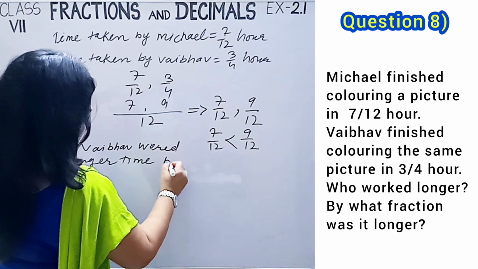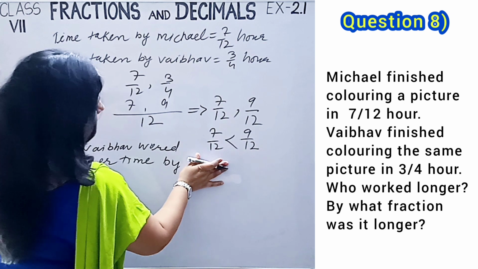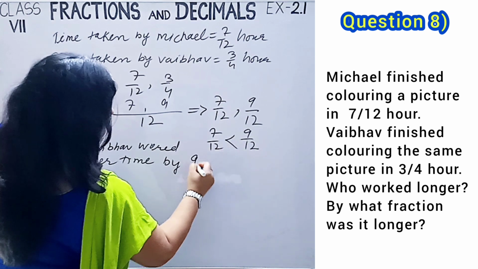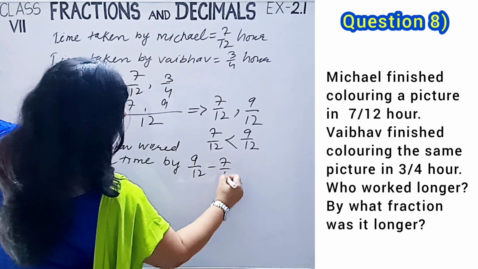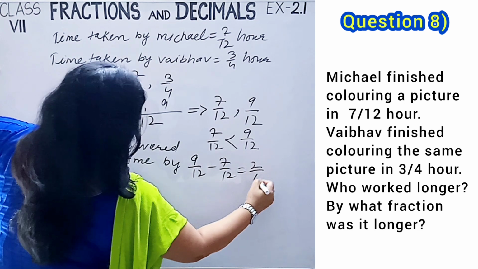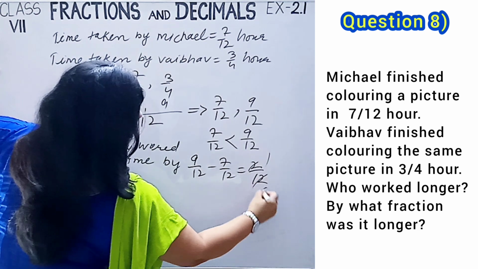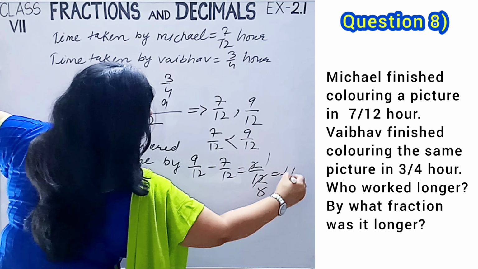Here we have to subtract because we have to find out the difference. 9 upon 12 minus 7 upon 12. We get 2 upon 12. 2 1s are 2, 2 6s are 12, so 1 by 6 hours.